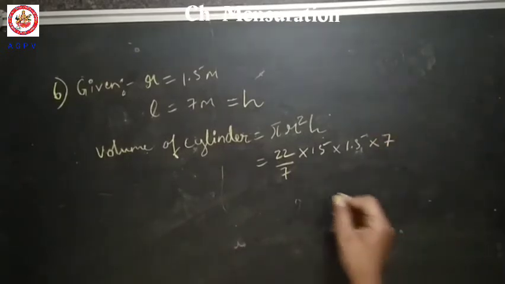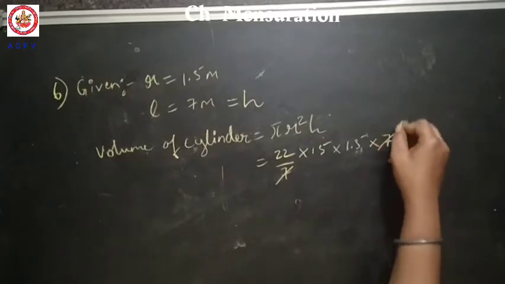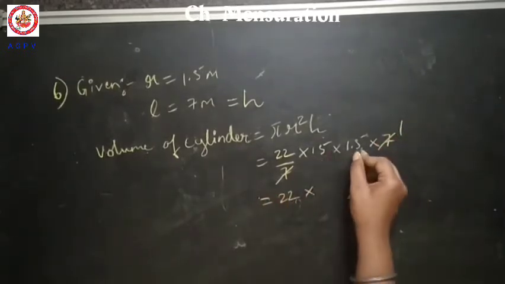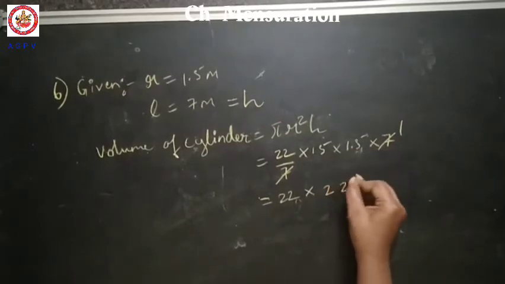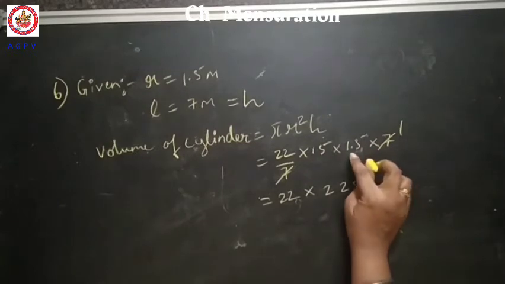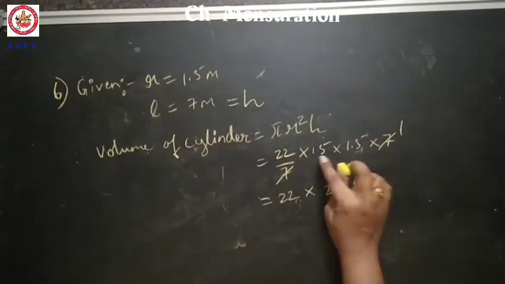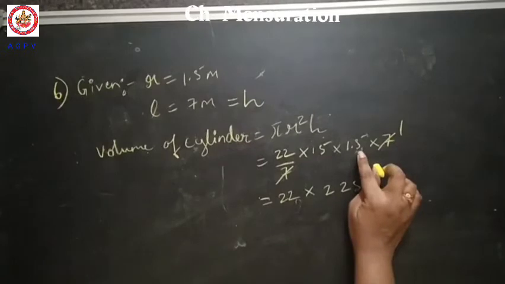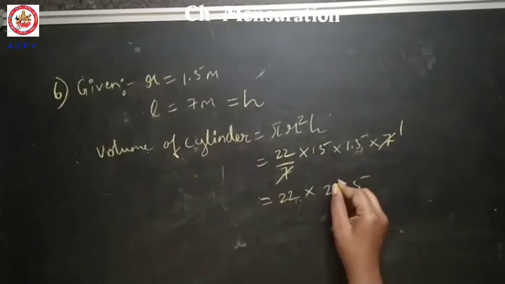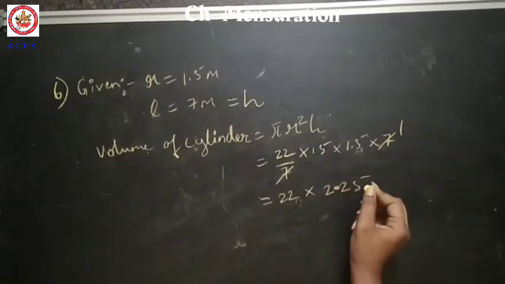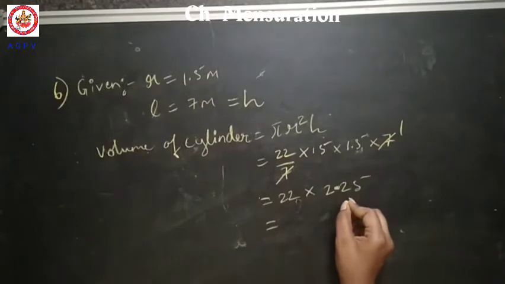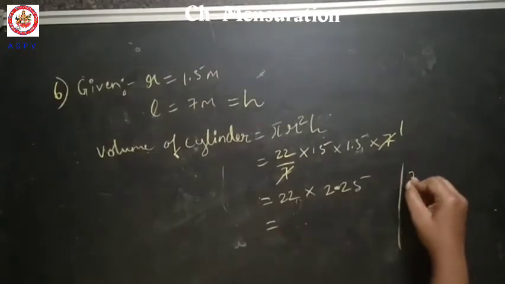Can we cancel anything here? Yes, we can. So 7 ones are 7. So here left out is 22 into 15 into 15, we will be getting 225, right? So after how many numbers the point is there? Here after the point 1 number is there, after the point 1 number is there. So altogether 1, 2. So after the 2 numbers we have to keep the point over here. Okay, so if you multiply 22 into 2.25, let us do the multiplication.